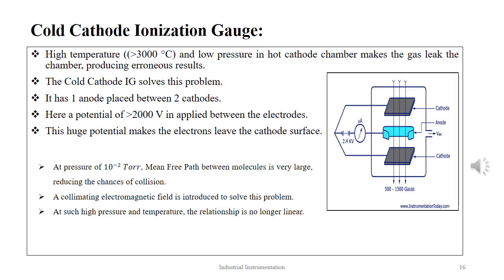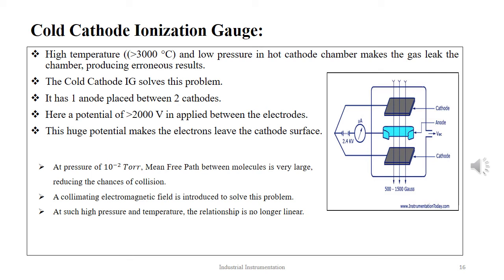In a hot cathode system at very high temperature conditions, that is above 3000 degrees Celsius inside the chamber, and at very low pressure, the gas tends to leak out, thus altering the actual pressure conditions and giving erroneous results.